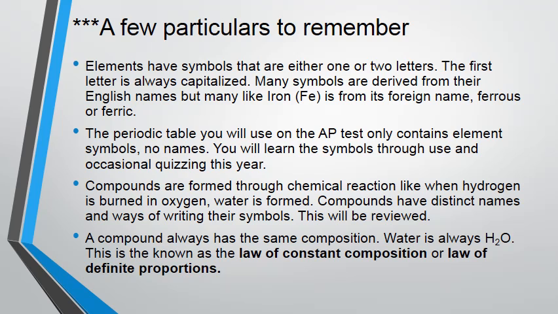Compounds always have the same composition. So water is always H2O. We have two laws that represent that. One is called the law of constant composition, meaning that its composition, what it's made of, is constant, it stays the same. Or we say the law of definite proportions, meaning that water is always hydrogen and oxygen, but it's also proportion. So there are always two hydrogens for every one oxygen. So that law has definite proportions to it.